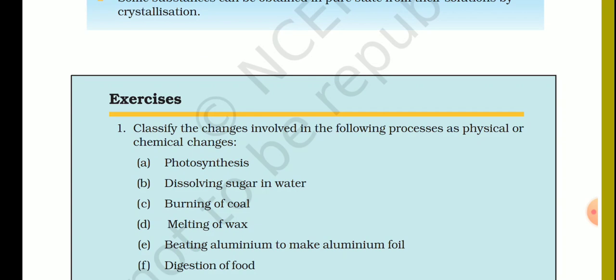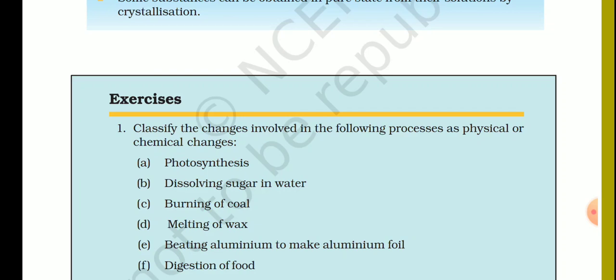Then see the next one, dissolving of sugar in water. We have discussed that dissolving salt in water or sugar in water is a physical change. So dissolving sugar in water is a physical change. Then C, burning of coal. What will it be? It is a chemical change, because we know that after burning a new substance is formed and some gas is also evolved.